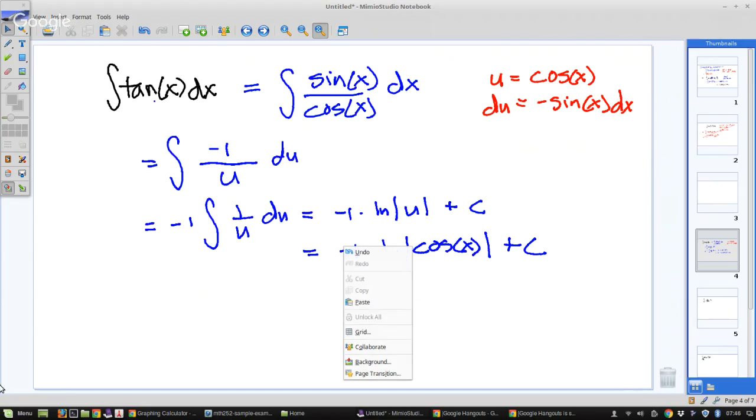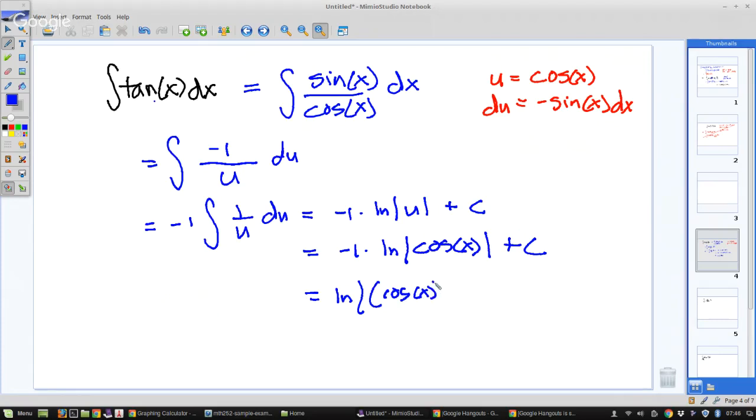We could tweak this a little bit. So for example, other versions of this: a negative multiple of a logarithm comes in as a power. So this could be written as the natural log of the absolute value of cosine of x, to the power -1. Now that's not the inverse function, that means flip the base. So that's going to give me natural log of 1 over cosine of x plus c. And you might remember that the reciprocal of the cosine is the secant.